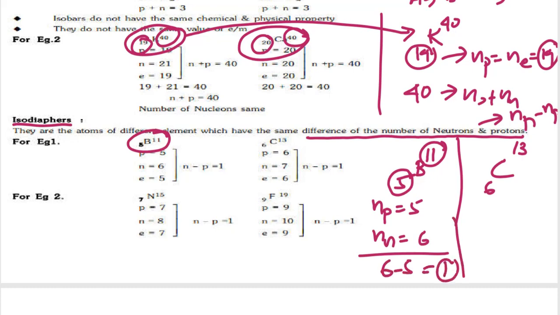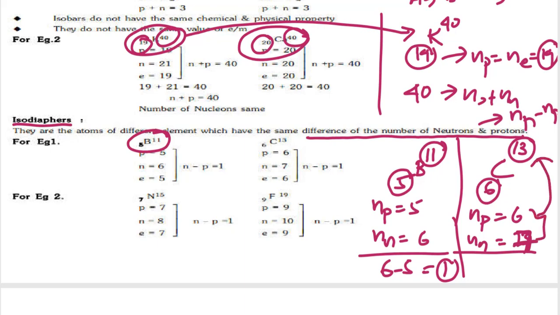So in this case also you can see 6 and 13. The number of protons is 6. The number of neutrons is 7, because the number of protons and neutrons together make the mass number. So this is 6, so obviously this will be 7. The difference will be 7 minus 6, which is equal to 1. So the difference is the same, 1 and 1.